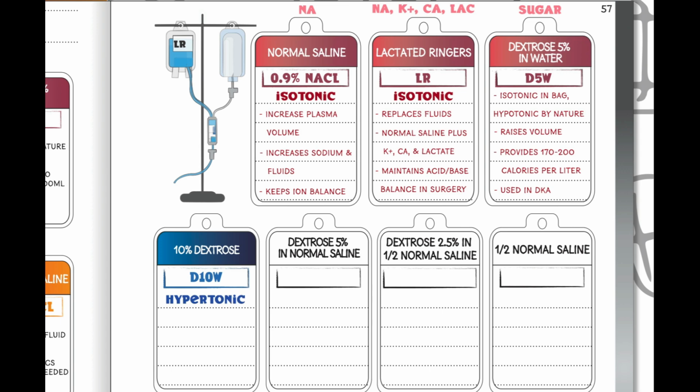So why is this going to be hypertonic if it just has more sugar than what our D5W has? Well, because our D5W has a lower concentration of solutes than our human body cells and plasma does, but our D10W actually has a higher concentration of solutes than our human body does. So when we have a lower concentration, that's hypotonic, that's going to cause that fluid shift and it's going to go into the cell. Think hypo, those big cells.